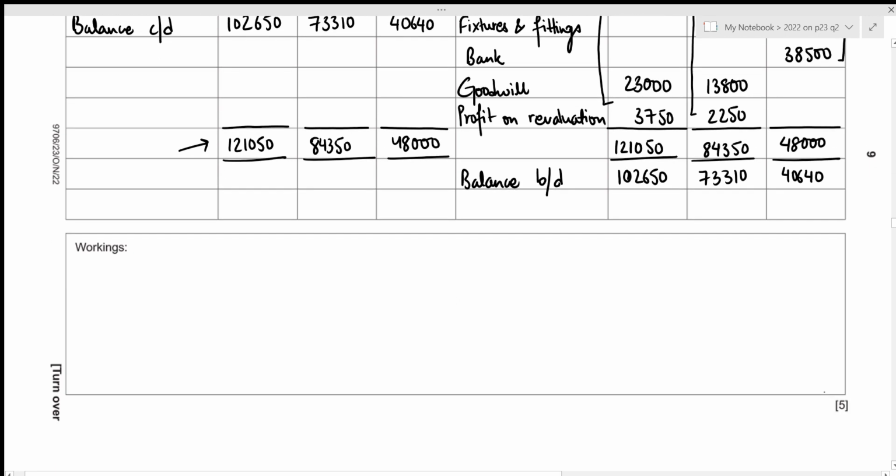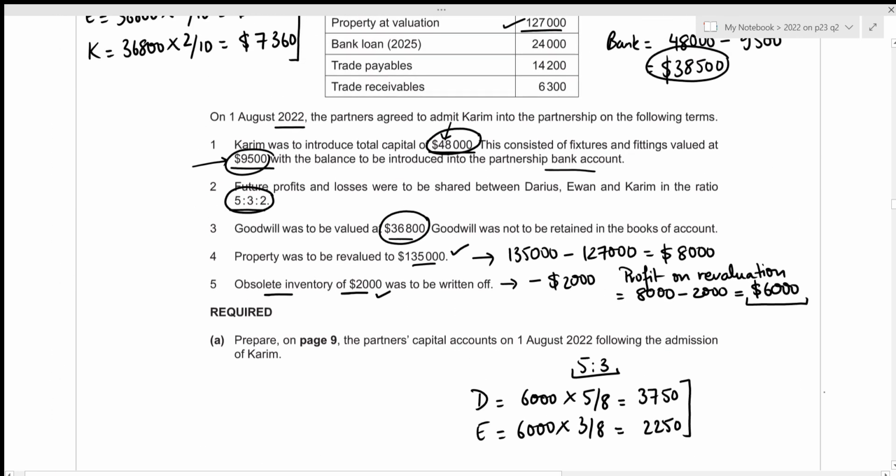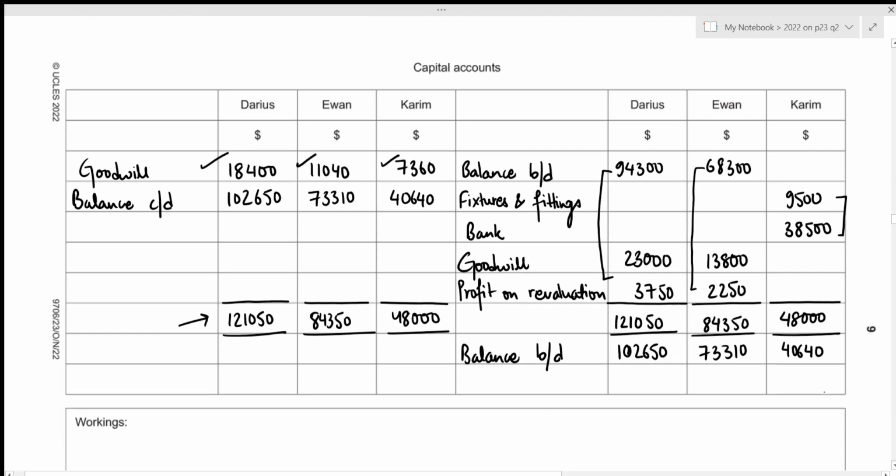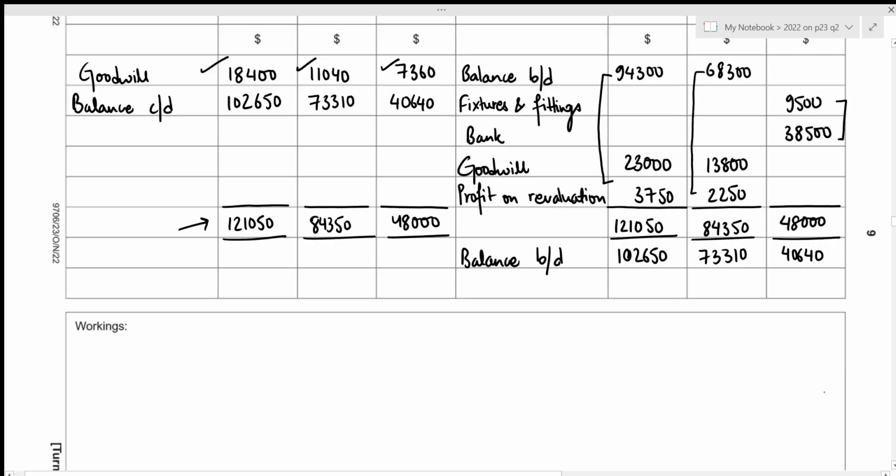Okay, we were given the working section right here. So instead of scribbling all over the question paper like I did in order to figure out the goodwill value, profit on revaluation, bank amount, these all should be mentioned in that particular working box so that you get the correct markings for your steps.